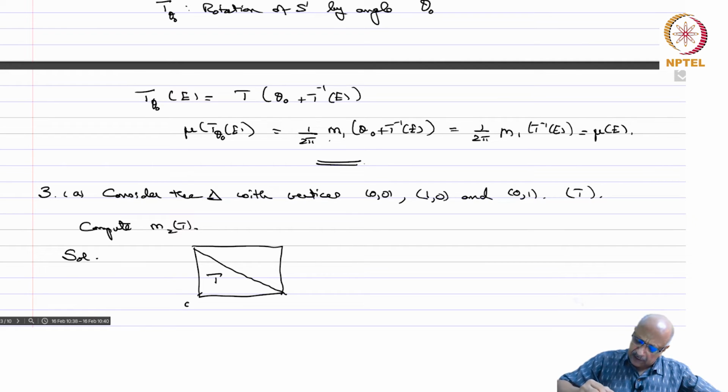So this is the triangle T. This is (0,0), this is (1,0), this is (0,1), and of course this is (1,1). Okay.